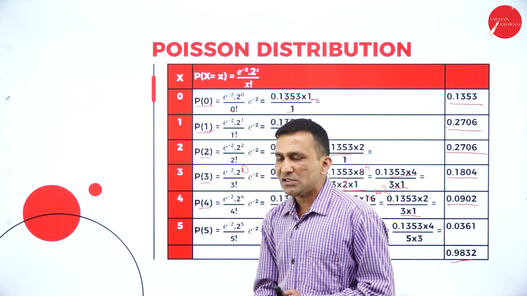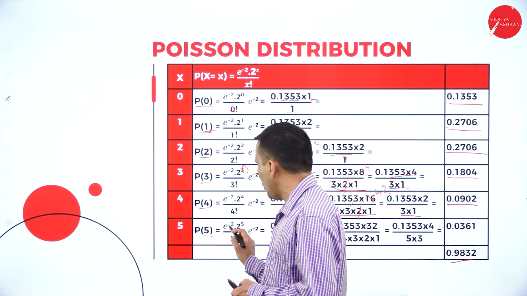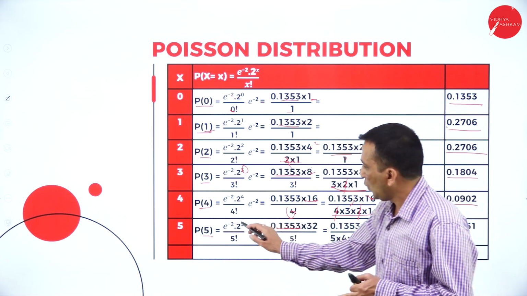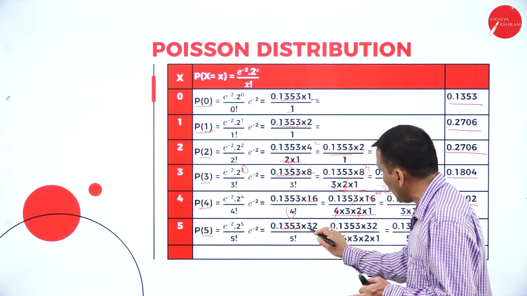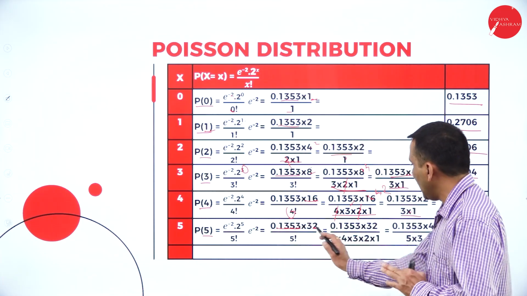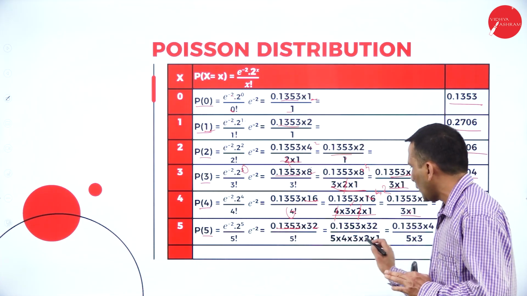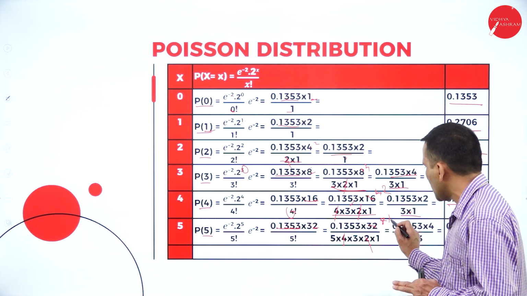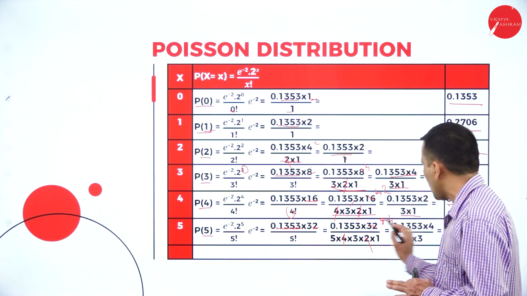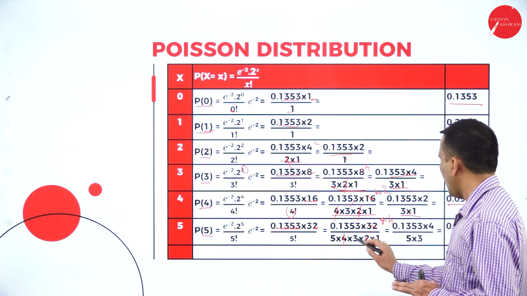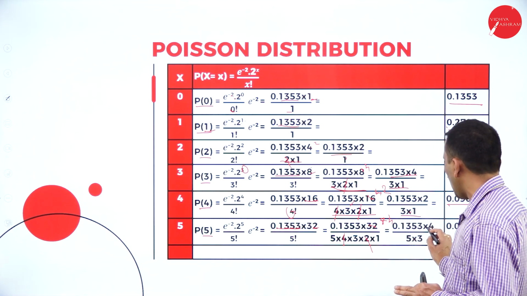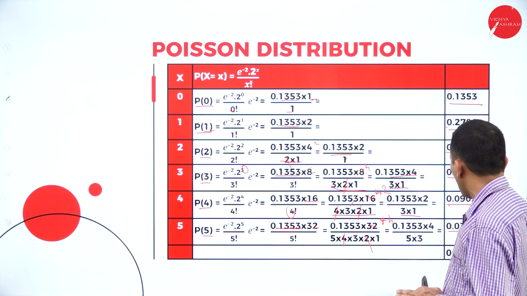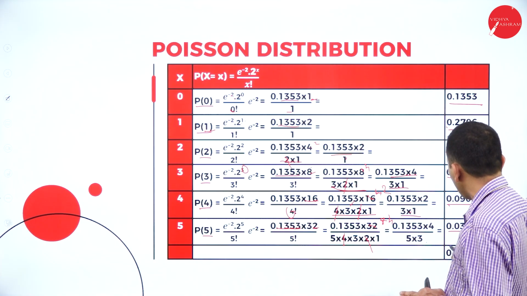And now the next Poisson variant is 5. e to the power of minus 2 is a constant value, so we write like this. Multiplying 2 five times, we get 32. The 5 factorial we extend like this. Again, 4 ones are 4, 4 eights are 32, 2 ones are 2, 2 fours are 8. So what remains, we write like this: the 4 divided by 5 into 3. If you directly multiply and divide by 2, we get 0.0361.